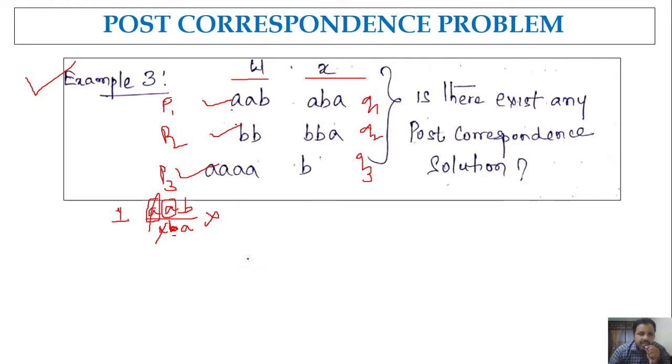So then we can only start with sequence 2. So the first sequence could be 2, that means you have to take P2. When you take P2, the numerator part will be BB and the denominator part will be BBA. Now if you observe, the first B in the numerator is matching with the first B in the denominator, and the second B in the numerator and denominator are matching. Next we got one extra A in the denominator part, right?